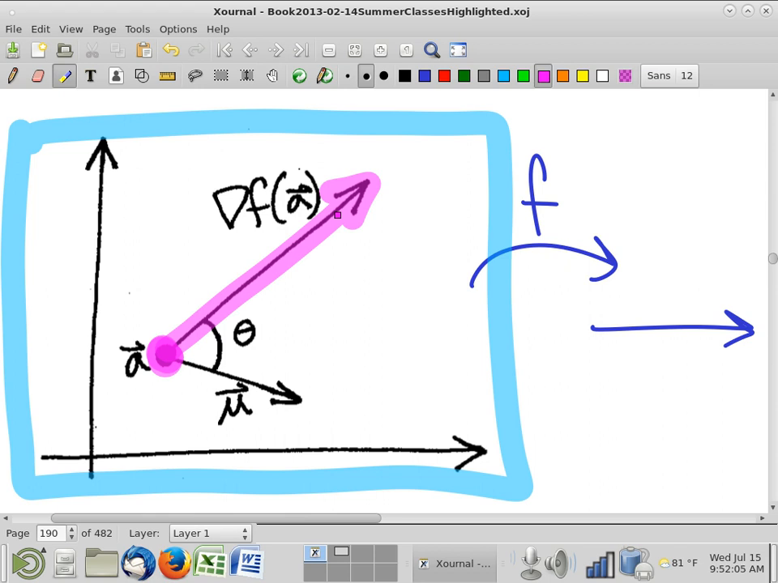Okay. So here's the question. The question is, of all the directions from that point, in which of those directions is the function increasing the fastest? And by fastest, I mean per unit distance that you travel. We have to talk about per unit distance, or said differently, we have to restrict our attention to unit vectors.